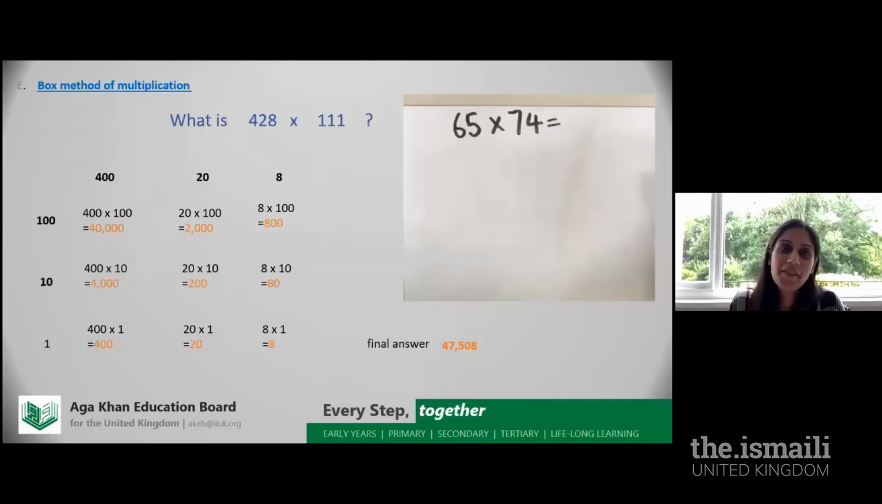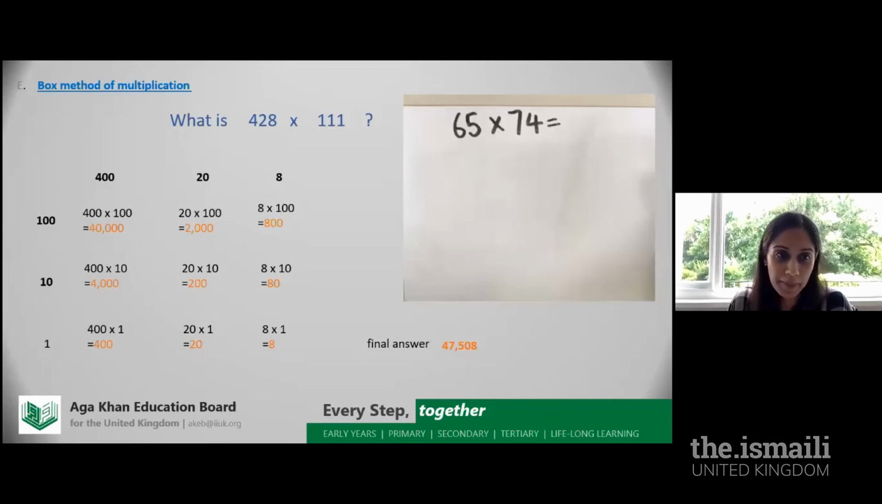Okay, so another very different method is the box method of multiplication. If we have a look at this example, we can see 428 multiplied by 111. What we've done here is break down the 428 into hundreds, tens and ones. So we've placed the 400, the 20 and the 8 at the top. And coming down vertically, we've broken down the 111. So we have 100, we have 10 and we have the 1. And then if you can imagine, it's been split up into boxes.